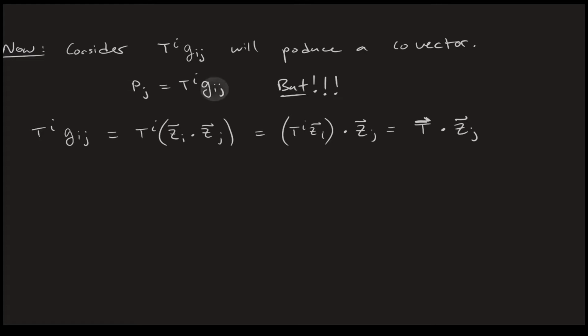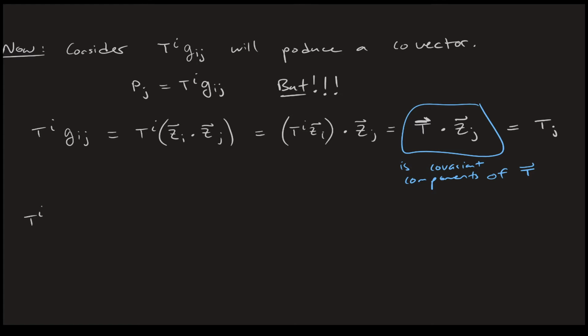One can then show that this is actually the components of the vector T, and it's the covariant components of the vector T. So this dot product is the covariant components of T. When you dot T with its jth covariant basis vector, you get the jth covariant component of T. I'm not going to go through a more in-depth derivation, but this is actually Tj down. So Ti up, Gij down is actually Tj down.